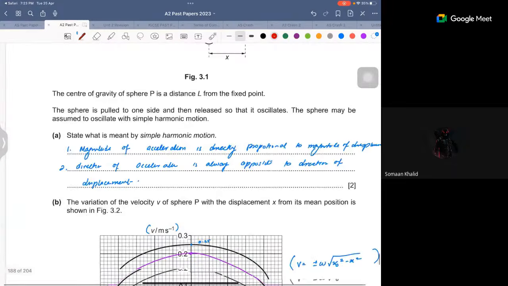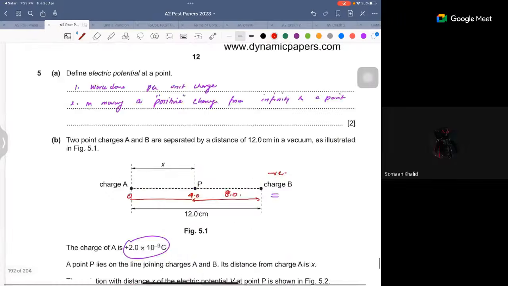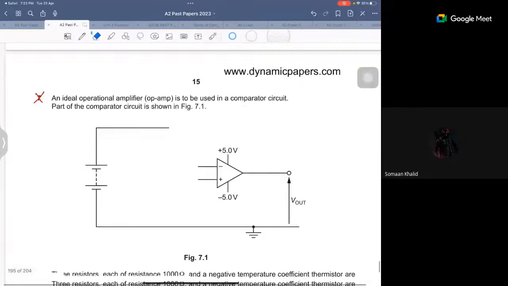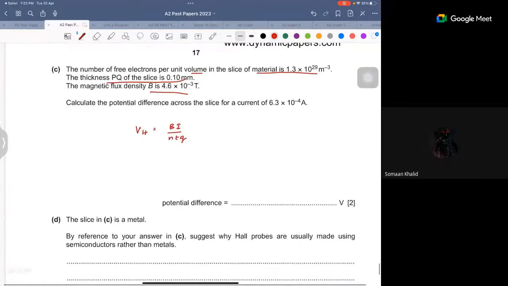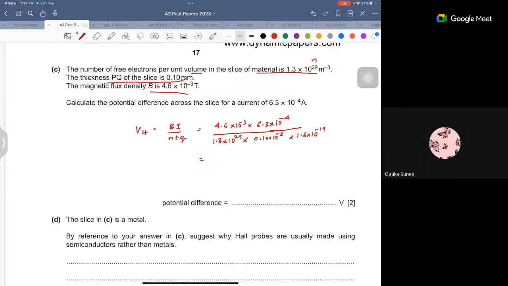Okay. Let's check this out. We've done a lot. So the magnetic field strength is 4.6 times 10 raised to minus 3. The current is 6.3 times 10 raised to minus 4, divided by N, the electron density, 1.3 times 10 raised to 29. And what you get is thickness. Thickness is in millimeters, so obviously you're going to change that. The next thing is charge. So charge on electron is 1.6 times 10 raised to minus 19. And what you get is 1.4 times 10 raised to minus 12.